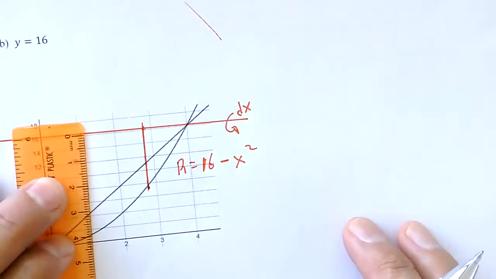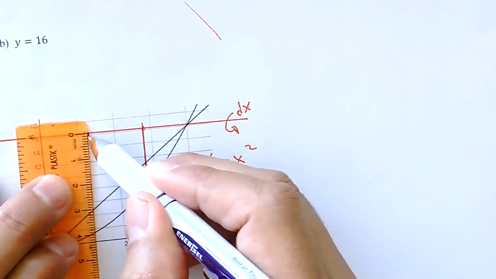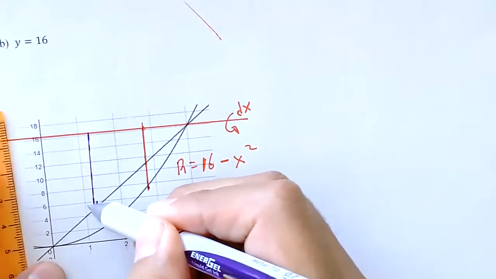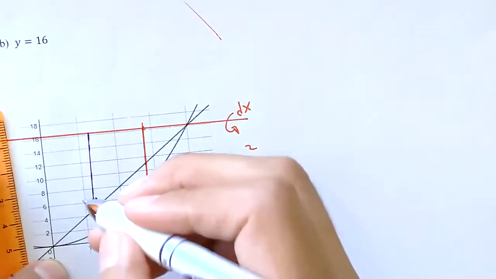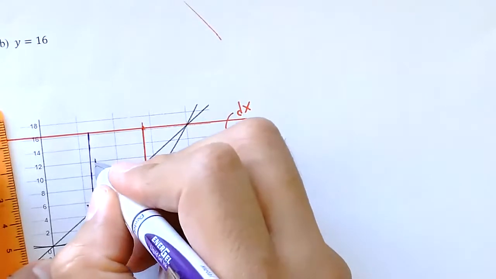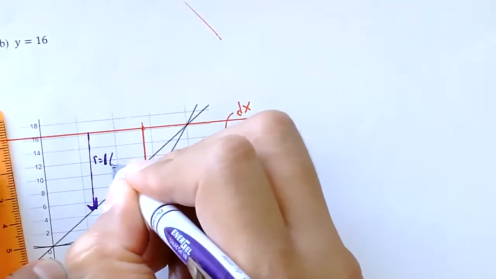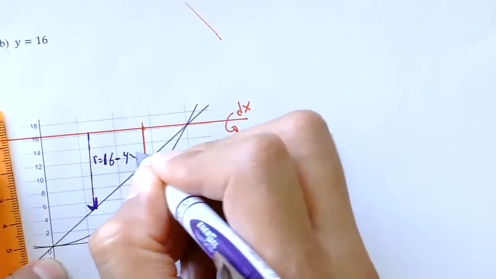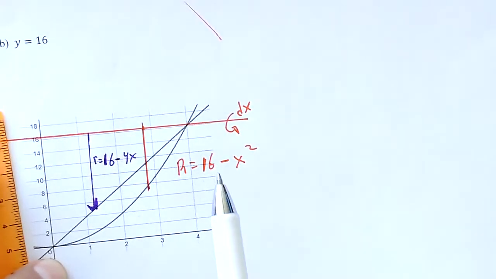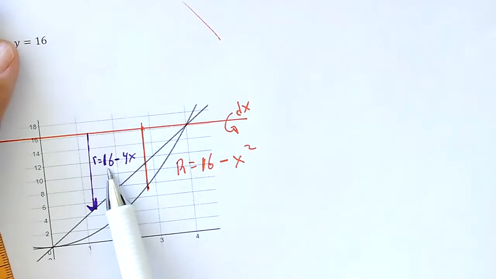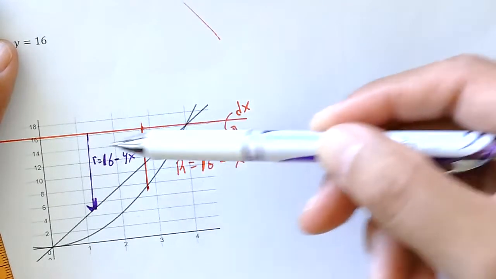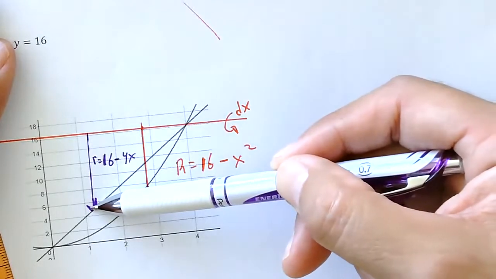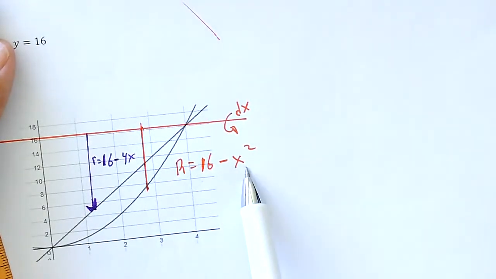Little r is from the axis to that curve. So little r, can I squeeze it in here? It is 16 minus 4x. That's big R, and that's little r. Top minus the bottom. Top minus the bottom. Everything in x's.